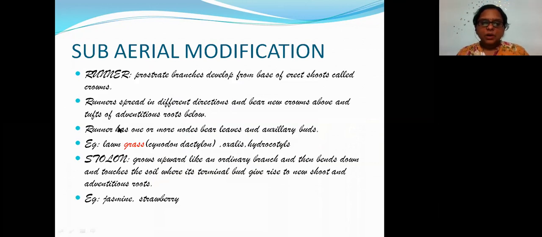Then the runner has one or more nodes which bear the leaves and axillary buds. Of course, it will have only one or two nodes because the erect shoots are going to be very short. They are not going to grow lengthy, so the shoots are going to be very, very small. So how many nodes and internodes will it have? One or two only, and it will have two or three leaves, some buds, that's all. Just exactly the same picture which I have shown you now.